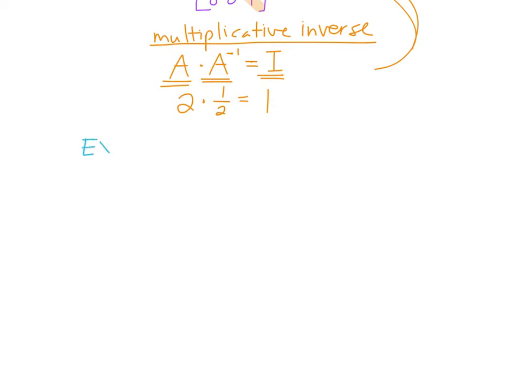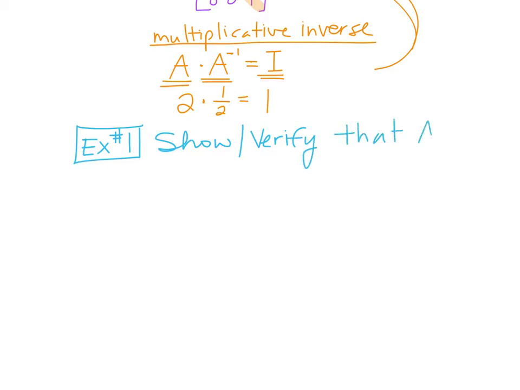Okay? So we are going to do some examples with all of this information. The first thing we're going to do is we are going to show or verify, they might say it either way, that A and B are inverses. Okay. In the book, they're going to say you need to do it both ways. A times B equals I, and then prove it by showing that B times A equals I. You don't need to do that. We're just going to have you do it one way.